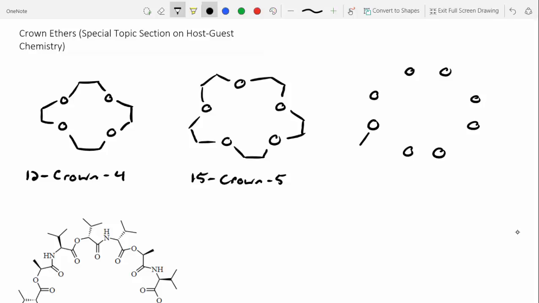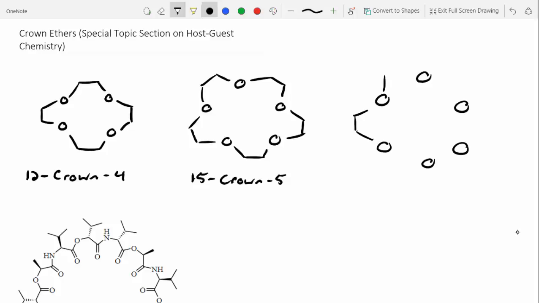I can't remember what year the Nobel Prize was awarded for this chemistry. But it was a really big point in chemistry where we finally had the capacity to synthetically make molecules that bound other molecules. All right, so this is called 18 crown 6.